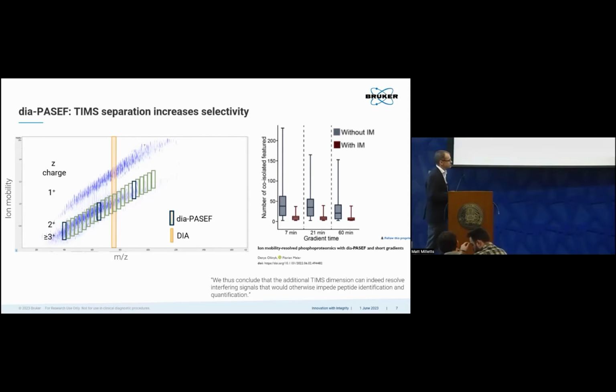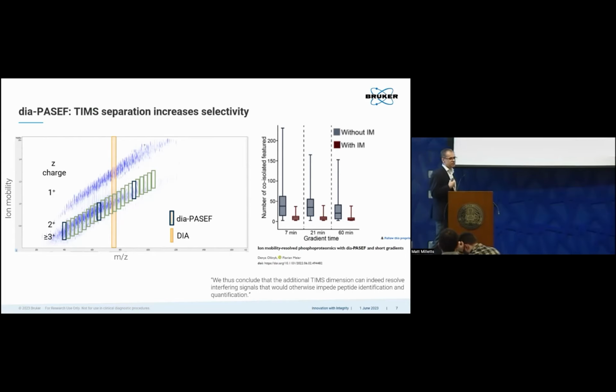And this really does lead to a benefit in terms of simplifying the data that you're seeing, right? So this is actually a plot here from a recent publication from Florian Meyer. He was actually looking in this case at phosphoproteomics. And you can see, as we go, looking at 3 different gradient times here, with and without the mobility separation, the number of co-isolated features is significantly larger when you don't have mobility, right?